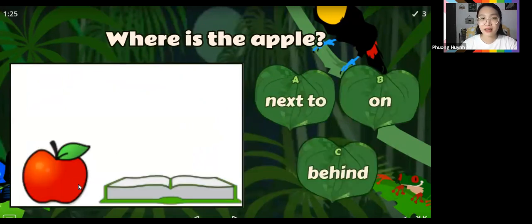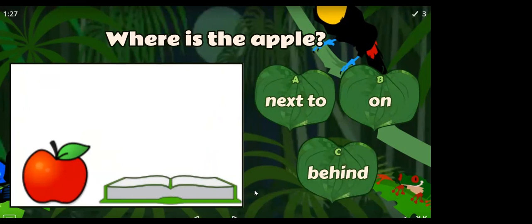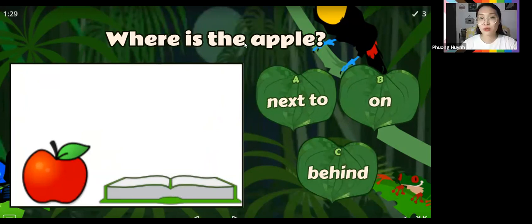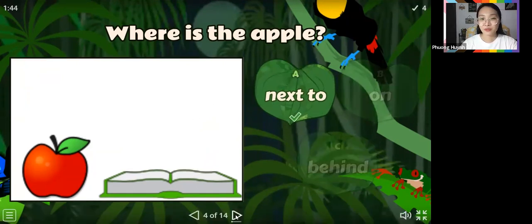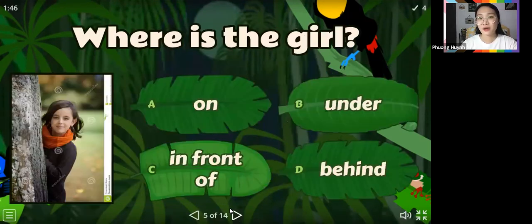So how about the apple and a book? So we have next to, on, and behind. Next to. Okay, thank you, everybody. So this one you say next to. So the sentence will be: the apple is next to a book. Okay. Move on.